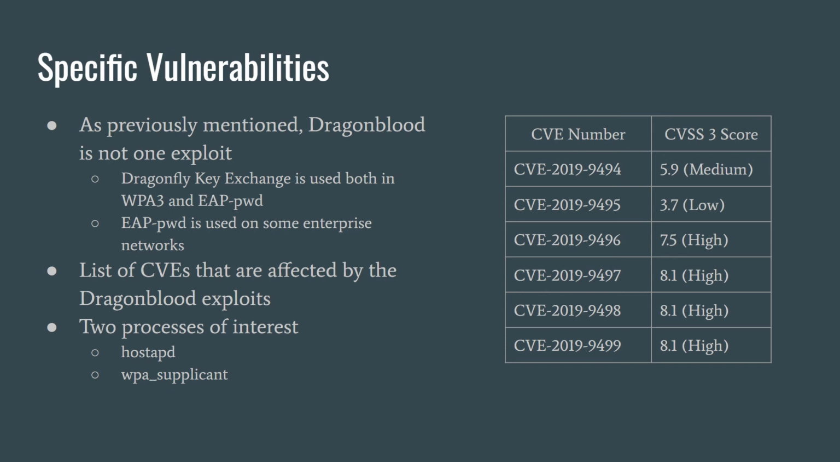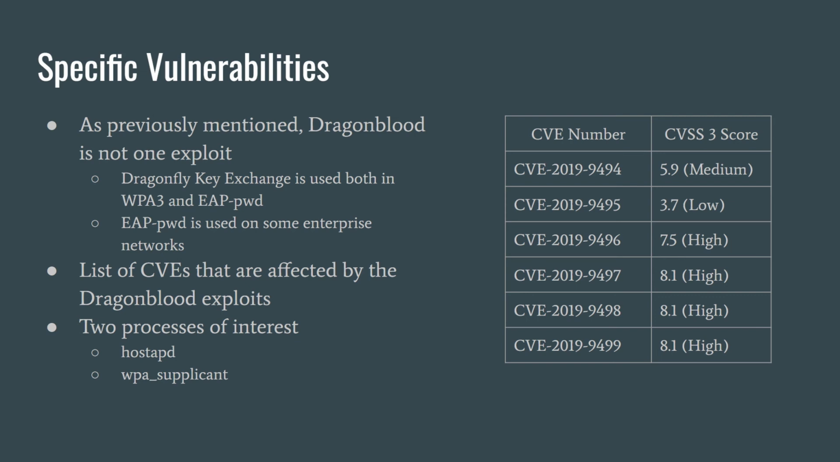The Dragonfly key exchange is used in both WPA3 and EAP-pwd, and EAP is the Extensible Authentication Protocol, which is used for the most part in enterprise Wi-Fi networks. There are many different types of EAP, with EAP-pwd being just one variant. The list of the Common Vulnerabilities and Exposures IDs that are affected by Dragonblood exploits is shown in a table to the right, with their Common Vulnerability Scoring System score to the side of them.